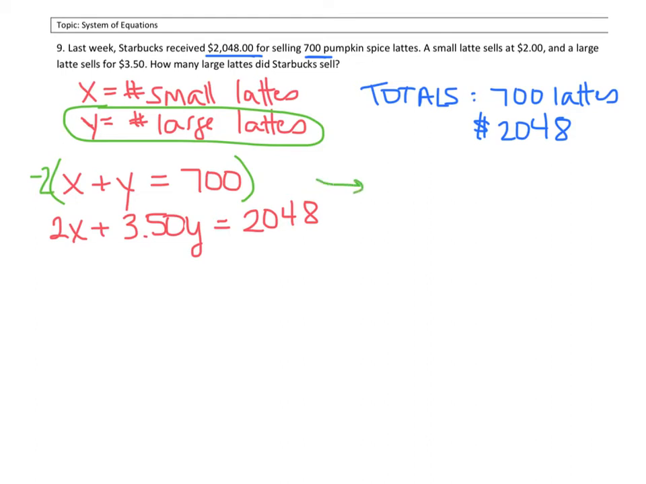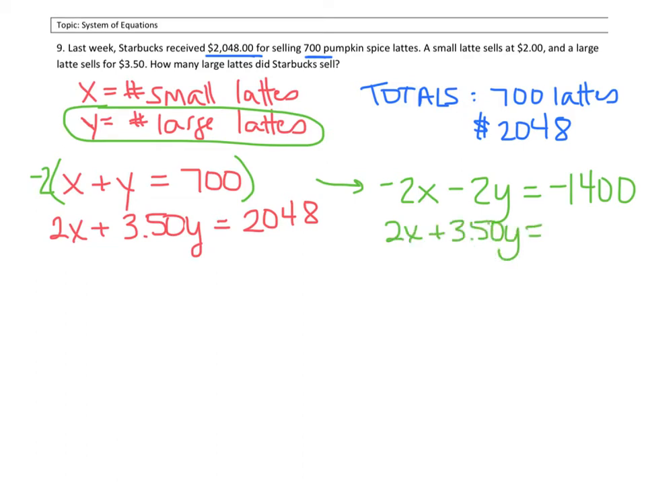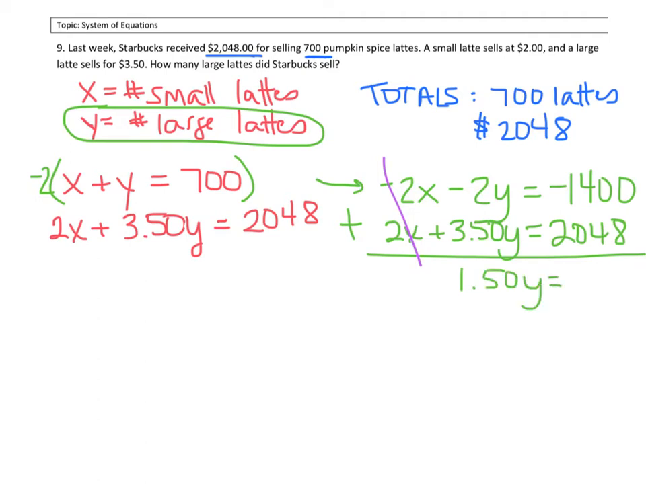So I'm just going to carry that across. I would have -2x minus 2y is equal to -1,400. Notice I'm multiplying every term by -2. Then I just copy over the bottom equation: 2x plus 350y is equal to 2,048. To eliminate my x, I'm going to add it down. That's going to eliminate the x, and I get -2y plus 350y is $1.50. Y is equal to -1,400 plus 2,048, which is 648.